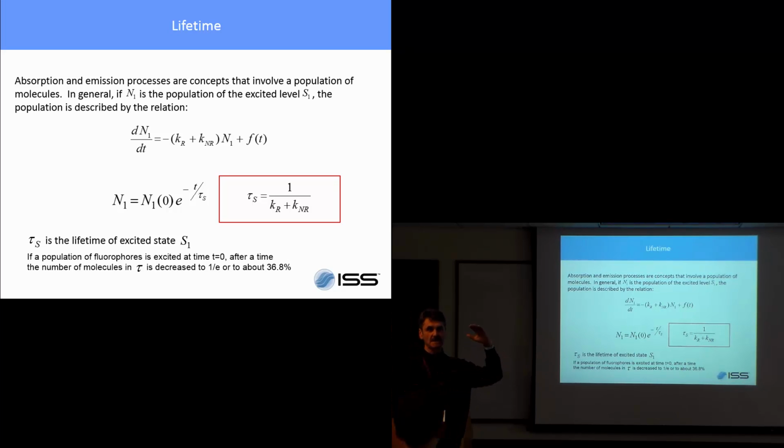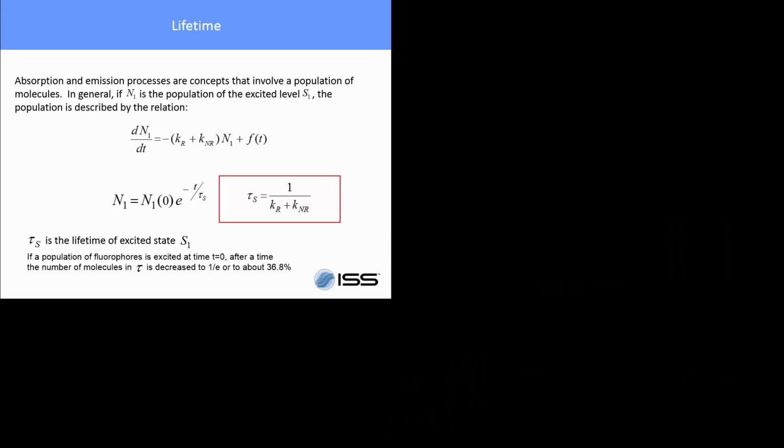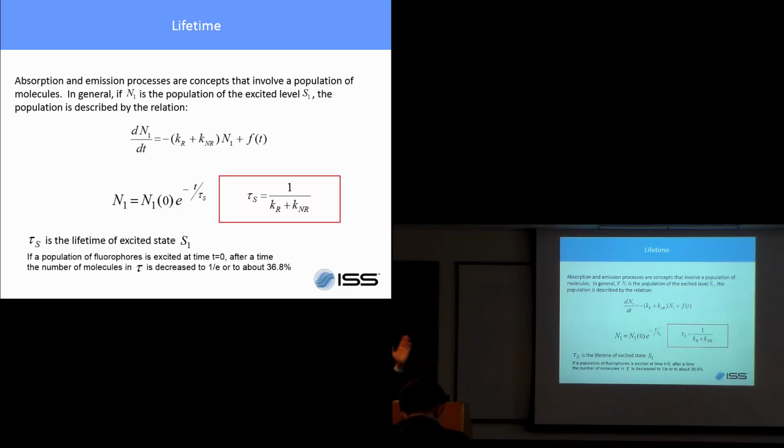So think again of the excited states of the molecule. And we have a population of molecules, we send some light, some molecules finish up in the excited states, and now we want to see how they decay. So the rate of change of the population of the first excited state, N1, is equal to minus the decay, radiative and non-radiative, the same terminology, and is proportional to the number of molecules that we have there, plus another function that depends on whether we send photons in a pulsed way or in a continuous way.